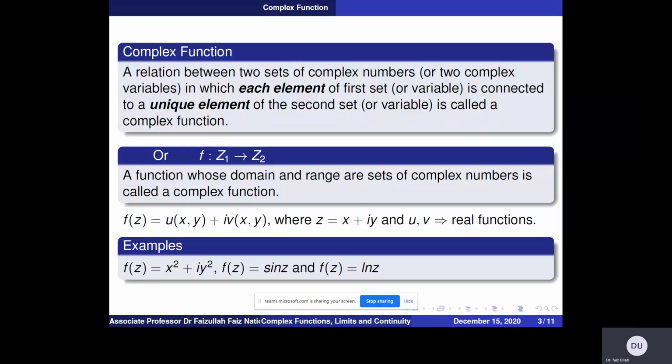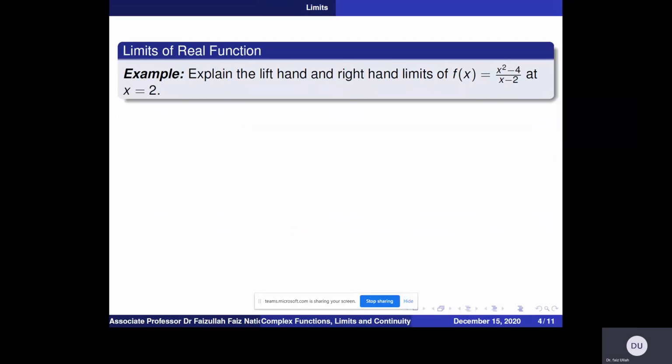And now let us start from the limits of a real function. Before defining the limits of a real function, let us explain it by an example. In this example, we have a real function f of x is equal to x square minus 4 divided by x minus 2. And we have to find its limit at the point x is equal to 2.